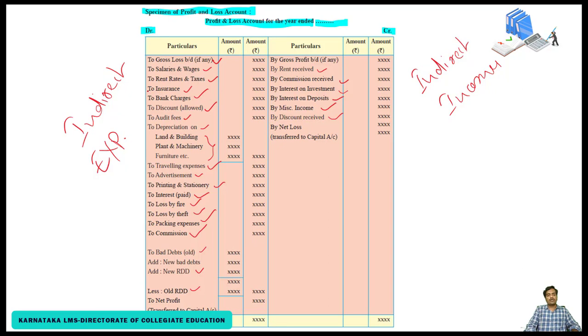If you are going to record all the indirect expenses and indirect incomes that have taken place in the particular accounting year, then the profit and loss account shows the results in the terms of net profit or net loss.